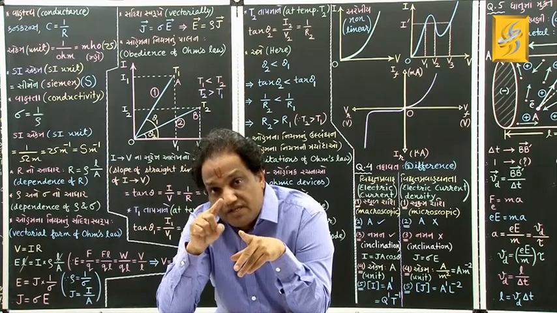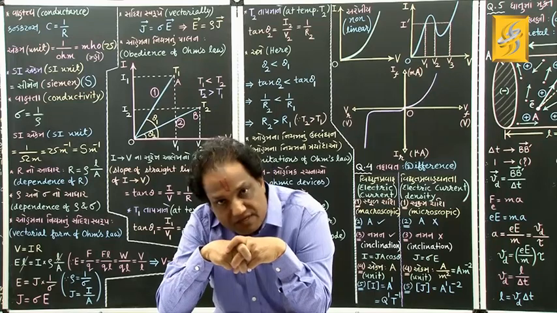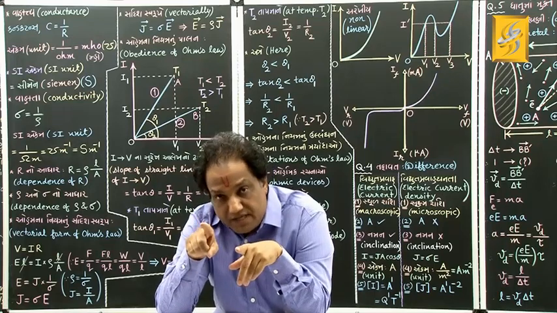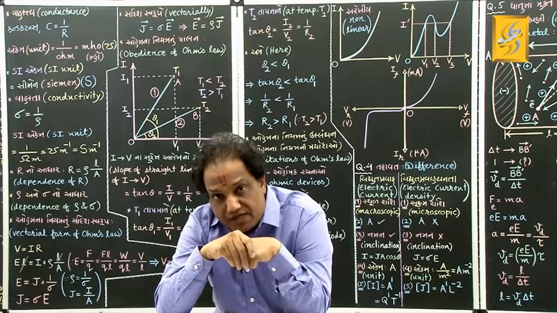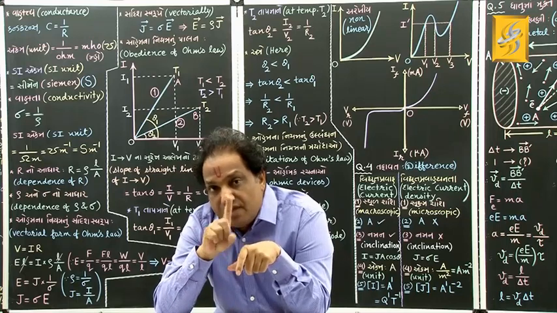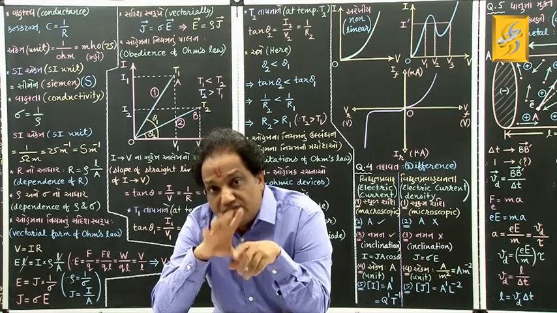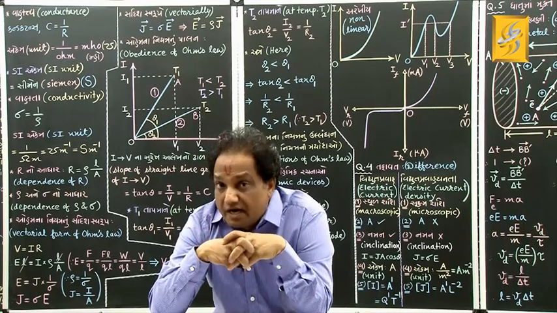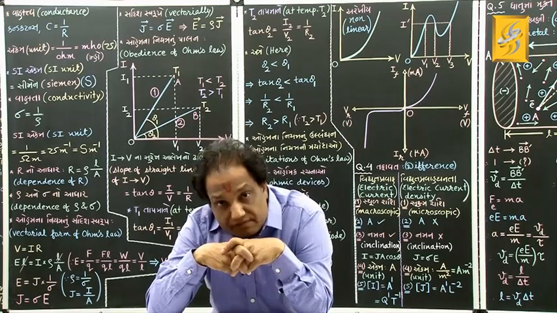I varies as V. So if current is directly proportional to voltage, at that time, if you plot a graph of I versus V, then it will be a straight line passing through origin.